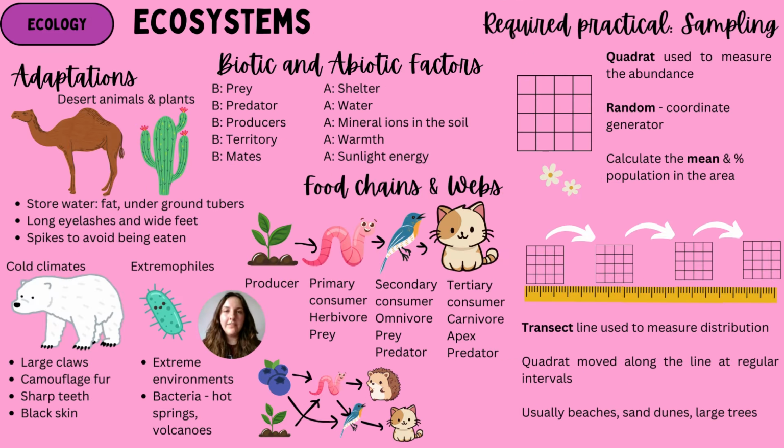Biotic factors are all the living components of an ecosystem. So the prey, the predators, the producers, the territory, and the mates. Abiotic factors like shelter, water, mineral ions in the soil, warmth, and sunlight energy are all the non-living parts that help impact upon the living structures within that ecosystem.